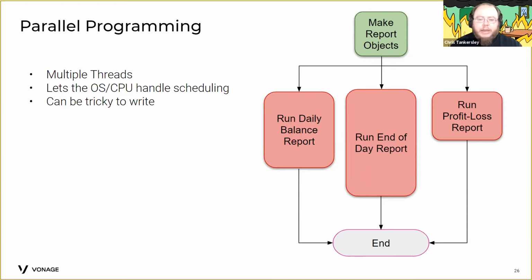So depending on how your language is set up, you can actually go through and split these things out. Let's say we make our object reports, and then we'll actually make 3 different threads. Run a daily balance report, run an end-of-day report, and run a profit loss report. And we'll run those as specific threads all by themselves. Now, some languages will handle all of the scheduling and things like that. Some of the other ones hand them off to the operating system and the CPU.